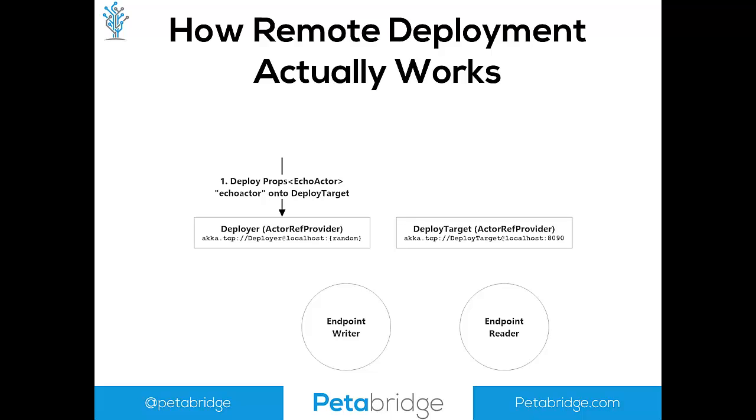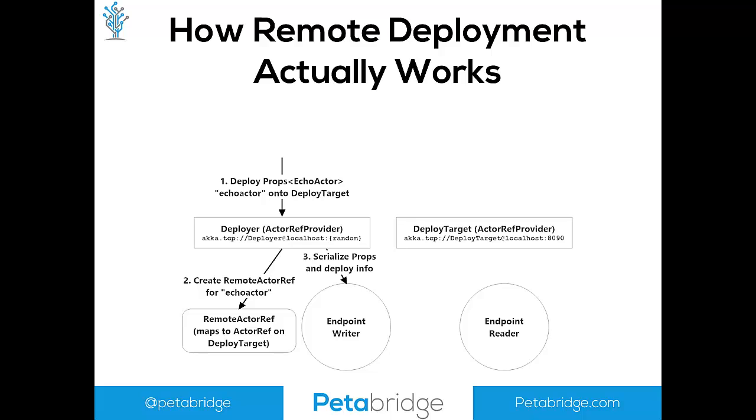And the props specify that this actor needs to be created on the deploy target's remote address over the network. So the remote actor ref provider creates a remote actor ref that will map to a live actor that lives on the deploy target system. So we get this little remote actor ref back right away. And then we serialize the props and the deployment info into a special type of message that we can send over the network. And so that gets handed off to what's called the endpoint writer.